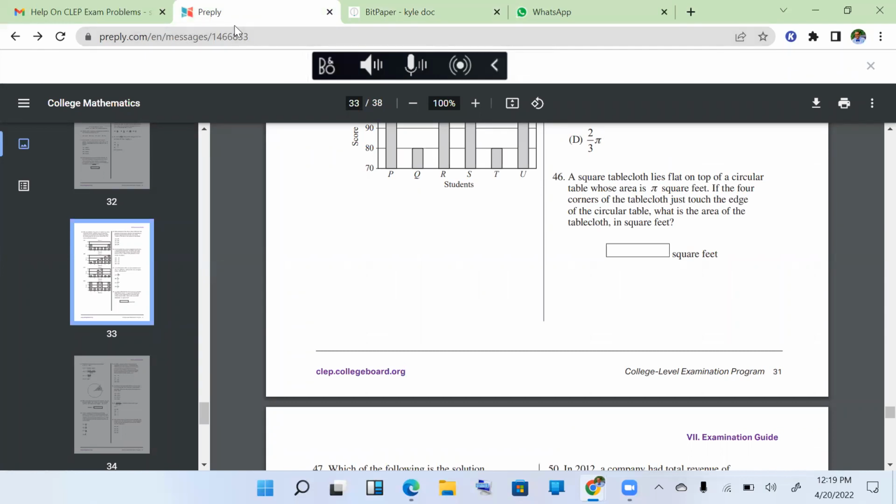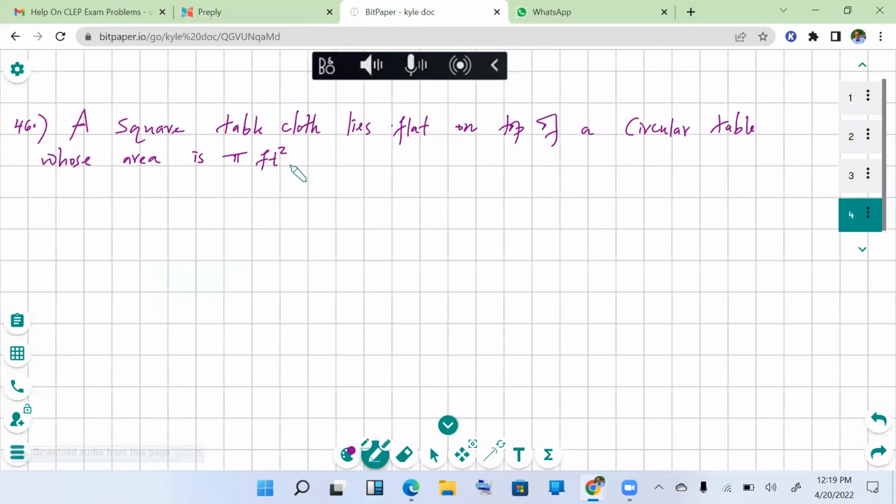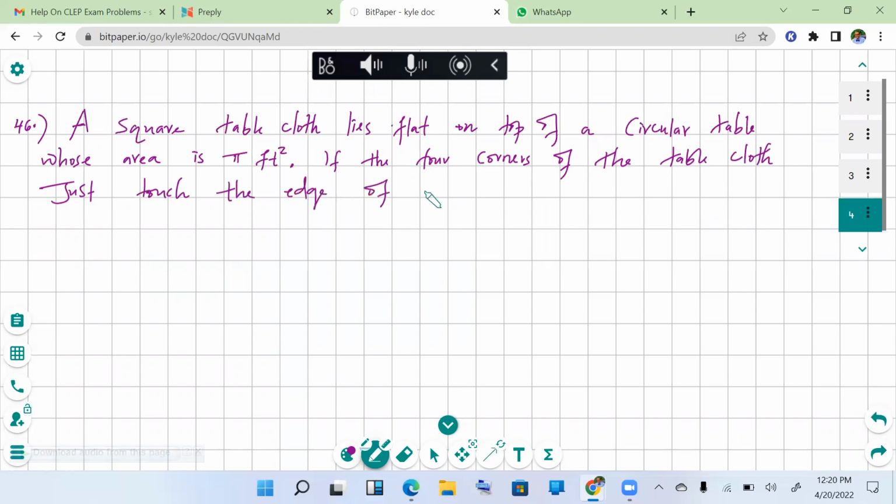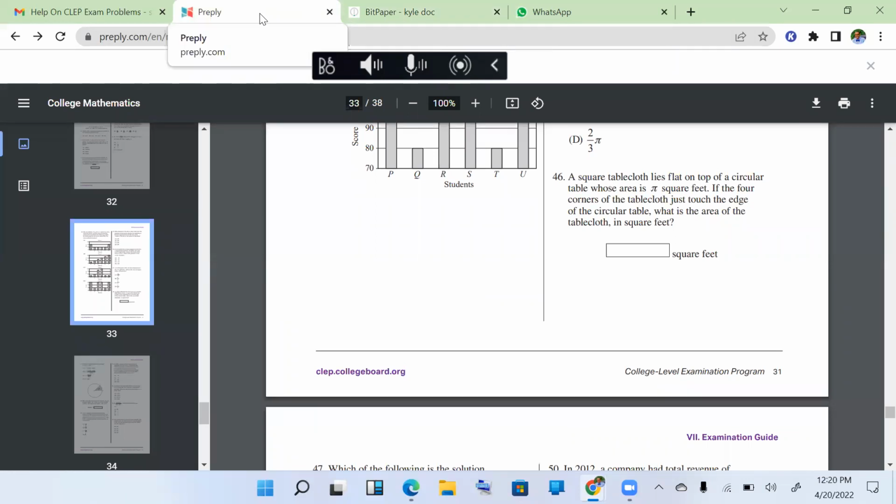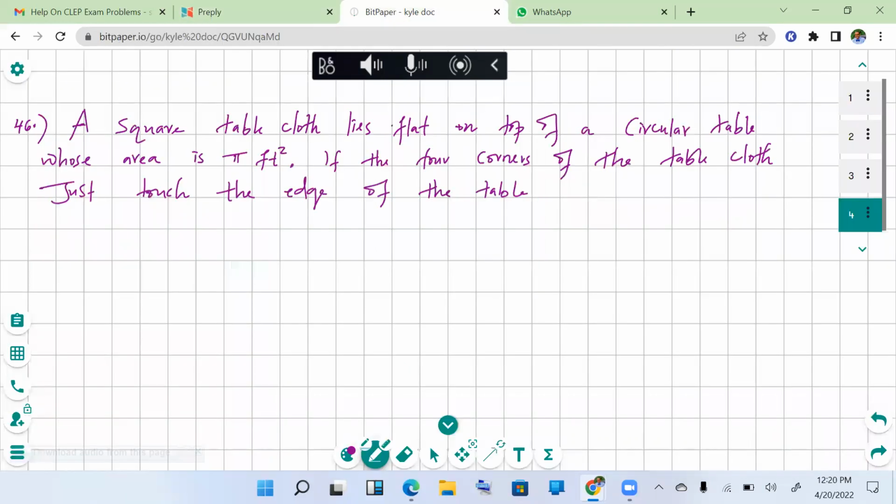If the four corners of the tablecloth just touch the edge of the circular table, what is the area of the tablecloth in square feet?